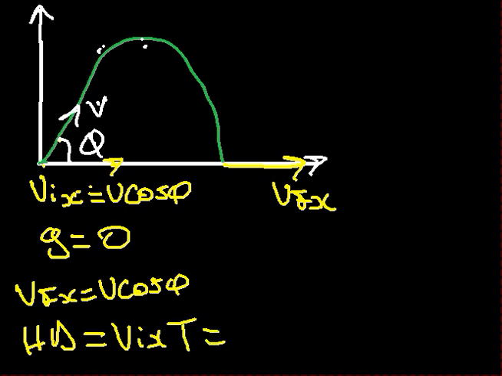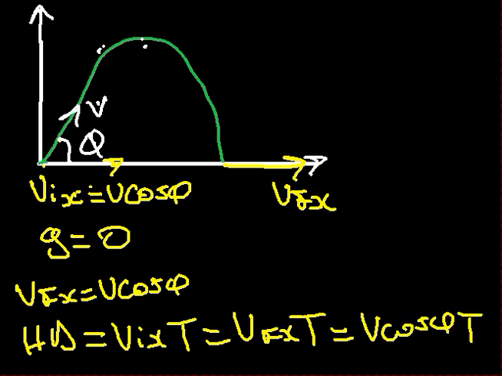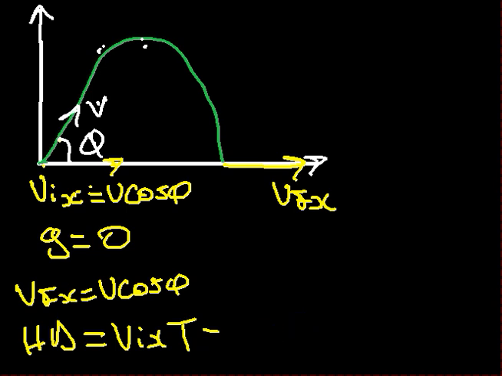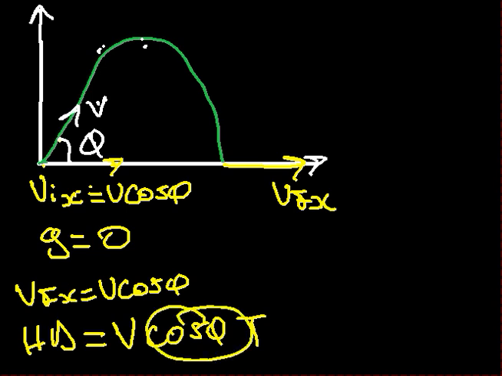And of course, this is the same as vfx, as the velocity along the x-axis does not change. So vfx times t total, which is the same as v cos theta times t total. So this is the formula used to get the horizontal distance along the x-axis. That's the distance traveled by the object along the x-axis from the launch position to where it strikes the ground. So generally, the horizontal distance will be given as v cos theta times the total time. So keep that in mind.